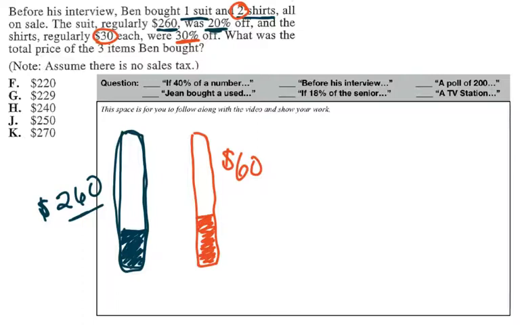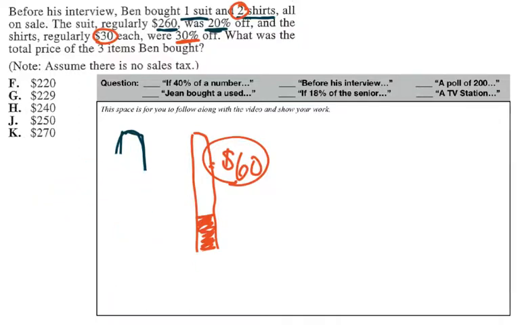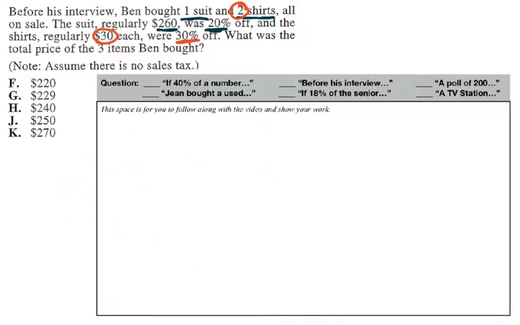So we need to now do this with math. We know that our total price should be less than $260 plus $60 because that's the original without the discount. I'm going to erase this. Keep this on your paper. I just want more space to do mine. And let's come back to the question and actually multiply this now.